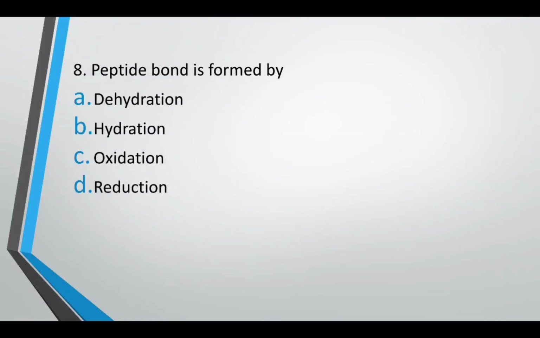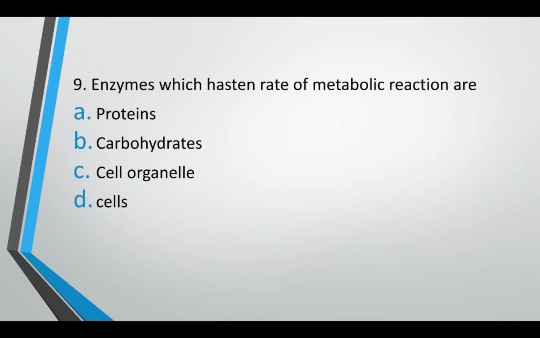Peptide bond is formed by dehydration, hydration, oxidation, reduction. The correct answer is option A, dehydration. Enzymes which hasten the rate of metabolic reaction are proteins, carbohydrates, cell organelles, cells. So basically they're asking the nature of the enzyme. The correct answer is option A, they are proteinaceous in nature.